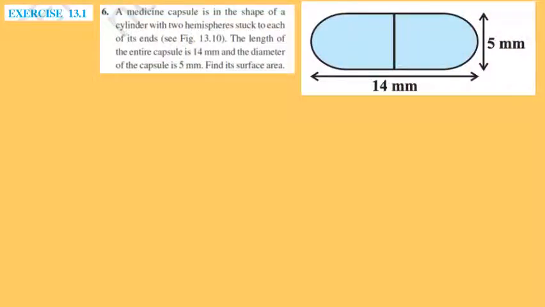A medicinal capsule is in the shape of a cylinder with two hemispheres stuck to each of its ends. The length of the entire capsule is 14 millimeter and the diameter of the capsule is 5 millimeter. Find its surface area. Capsule means, everybody knows what a capsule is. We all have it. A tiny capsule. That is why the measures are given in millimeter. It's very, very small. So let us find the surface area.